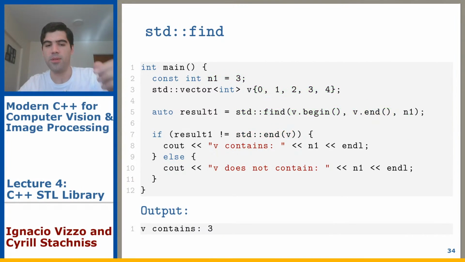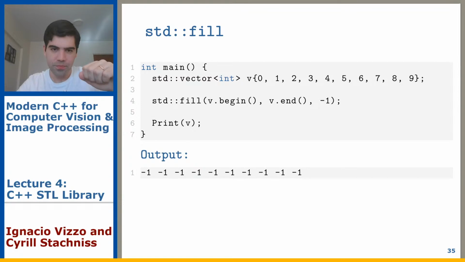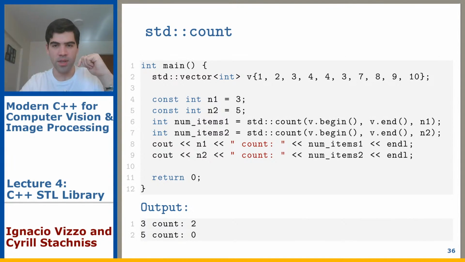And if it's equal to the end, this means that it went through all the data and it didn't find it. Next, fill. Let's pretend that you want to fill this vector with a -1, then you just call std::fill, again, the beginning of the container, no matter the type, and the end, and then the number you want to use for fill. You try it, you will see this works, it's super fast.